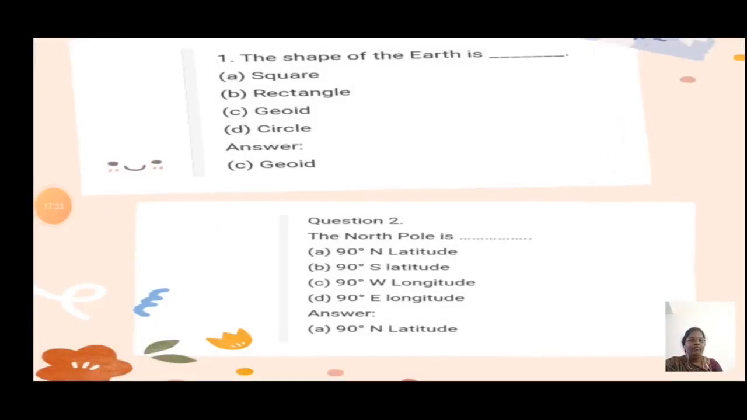So now we have one words discussion. So this is all about our lesson. We can discuss the answers for choose the correct answer. Your questions are: the shape of the earth is dash. Options are square, rectangle, geoid, circle. Answer is geoid. Second question: the north pole is a 90 degree north latitude, 90 degree south latitude, and 90 degree west and 90 degree east. Answer is 90 degree north latitude.